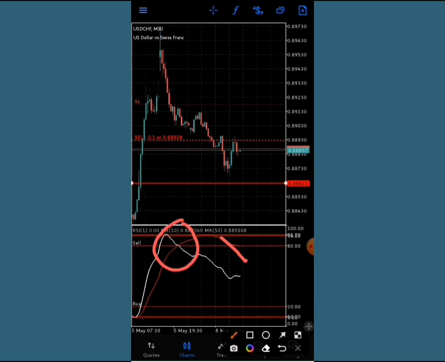Remember, you don't have to complicate things in Forex. Don't wait for 10 confirmations for you to take a trade. At the end of the day, the market can go anywhere, anytime. So these are just simple confirmations that I used.